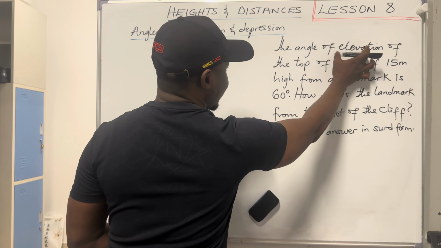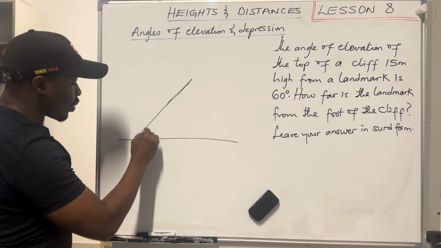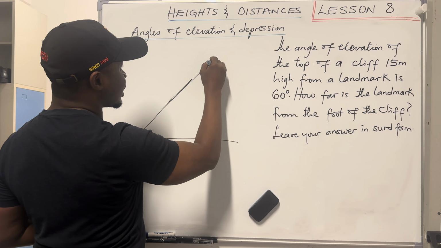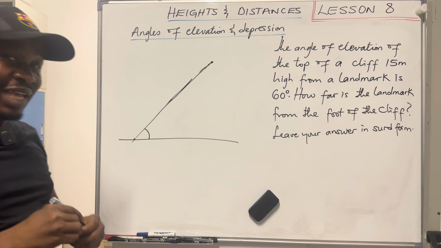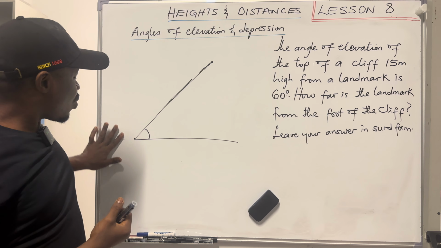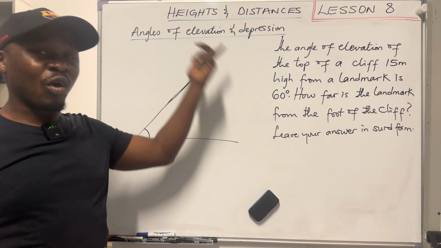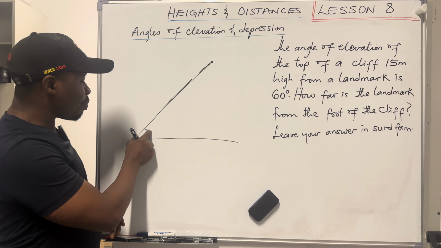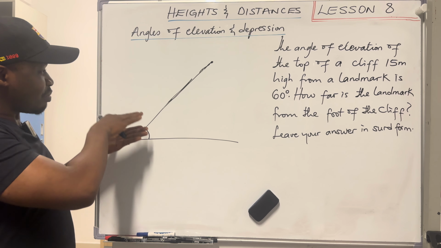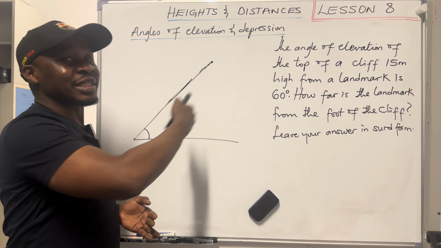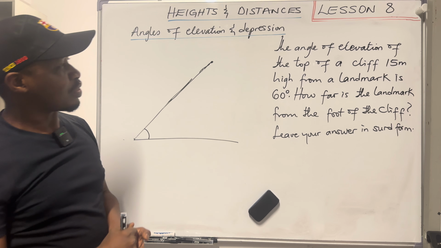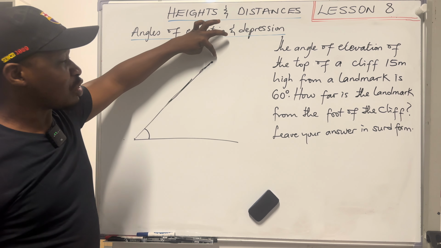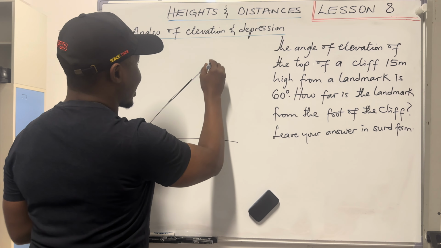So we are now tracing the object or a location. Remember what I said: the angle of elevation, the angle is below a particular object or a particular location. We don't know particularly where the angle is, but it is below that object or location. Let's continue reading the question. The angle of elevation of the top of a cliff. So the location is what? Top of a cliff. So now we know we are dealing with a cliff.